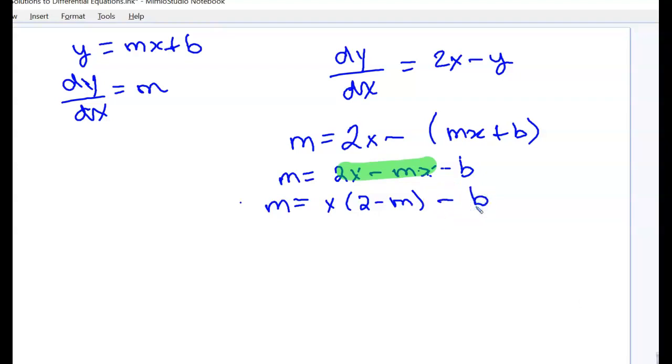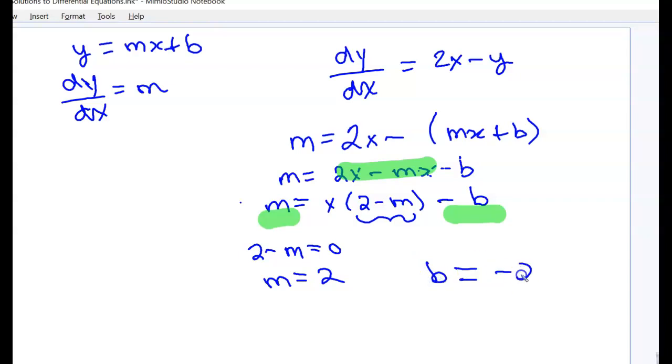And notice, since there are no x's on the left-hand side of my equation, this part here must be 0. So 2 minus m has to equal 0. Therefore, m is 2. And looking at the other part of this equation, m must equal negative b. So therefore, b must be equal to negative 2.